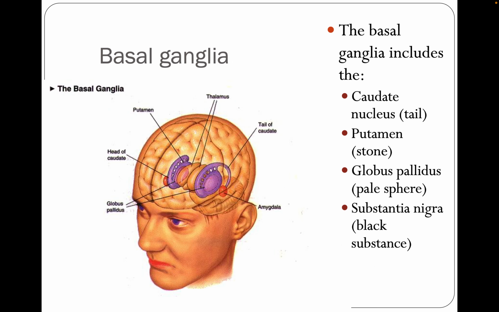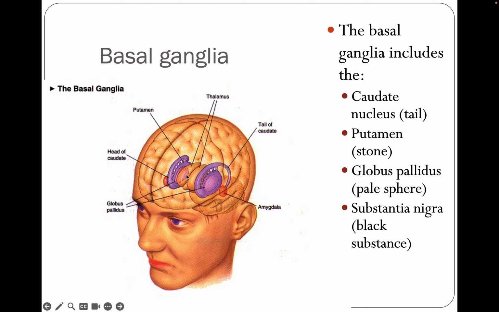The basal ganglia includes the caudate nucleus. Caudate means tail. Putamen, which means stone. Wait a minute, I should be showing you all this. There's the caudate right there. There's a putamen right here. This thing right here is a putamen.